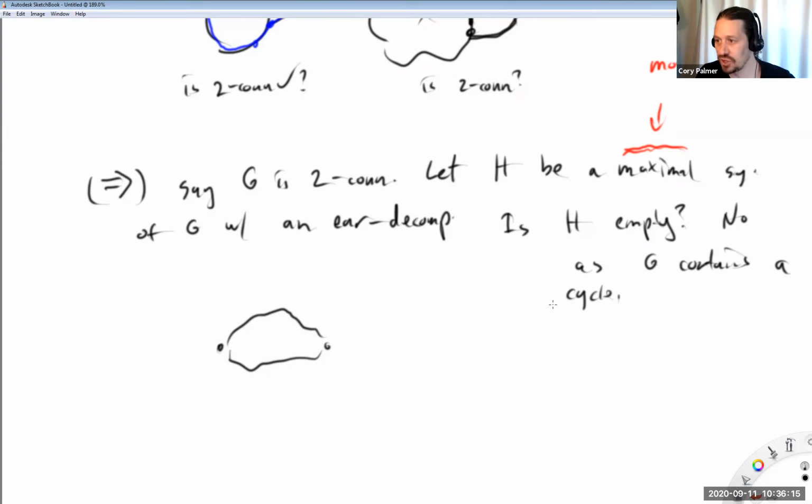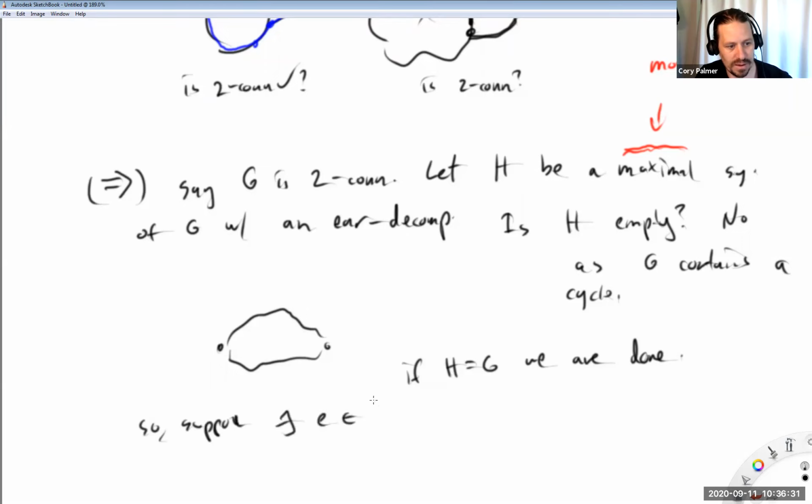So if H equals G, then we're done. I mean, that's what we're trying to prove, right? So if H equals G, we are done. So suppose there exists an edge that's in the symmetric difference. The point is it's in G, but not in H. There's a missing edge. Let's name the edge XY. There exists an edge XY that's in G minus the edges of H, okay? Just to go back here, if H equals G, it means that G has an ear decomposition. I mean, H was the maximal subgraph that had an ear decomposition.